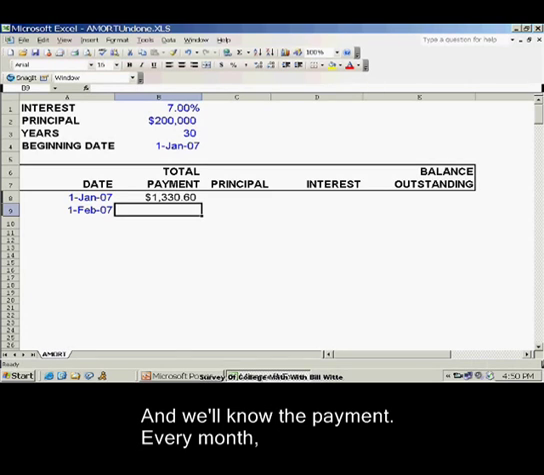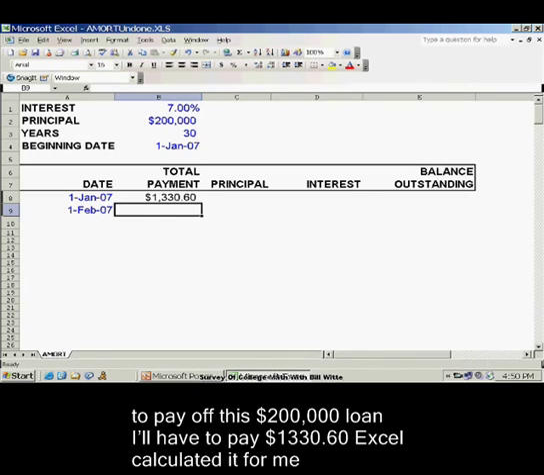Every month I'm going to have to pay for this $200,000 home $1,330.60. It calculated it for me just that fast. How cool is that?